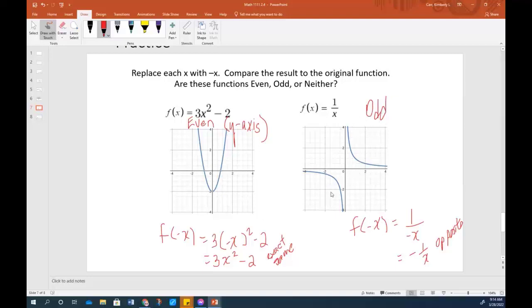And again, now what type of symmetry did this have? It had origin symmetry. So here's the deal. If it's got y-axis symmetry, it's even. If it's got origin symmetry, it's odd. So what's the deal with the x-axis symmetry?